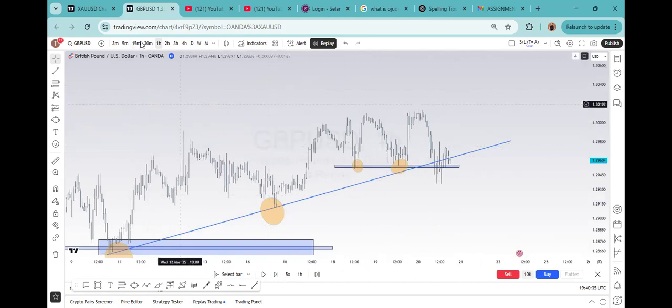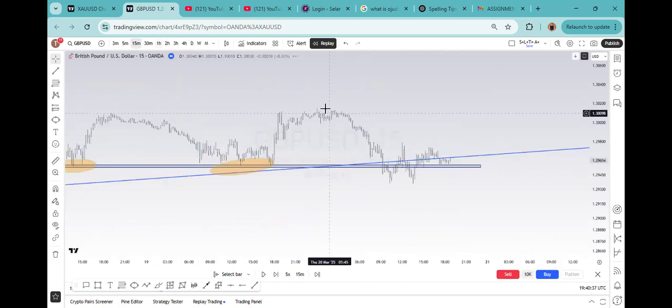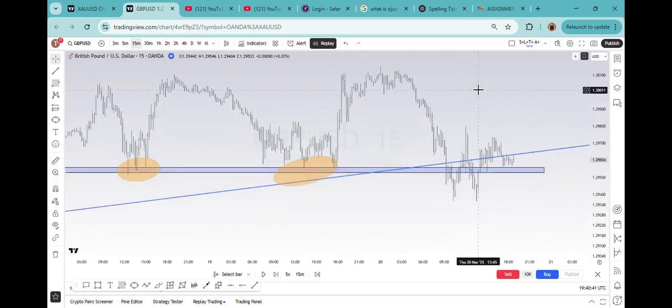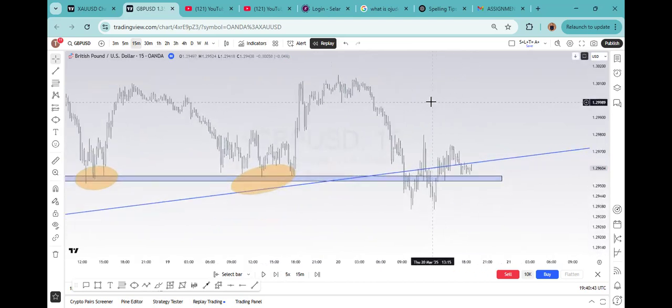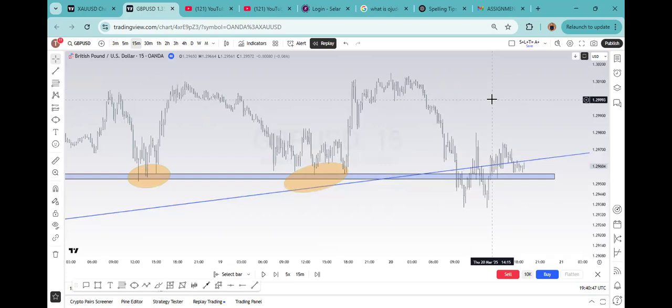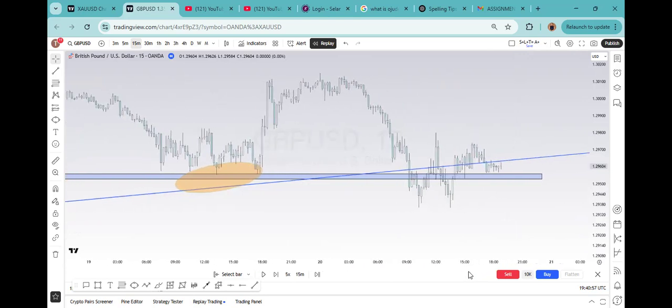Do you have confluence to buy? I'm not sure. Okay. Would you be taking a buy at this level? Because how we trade is, where is price, where is the confluence, and then where is it going? Price is going up. Why do you say so?